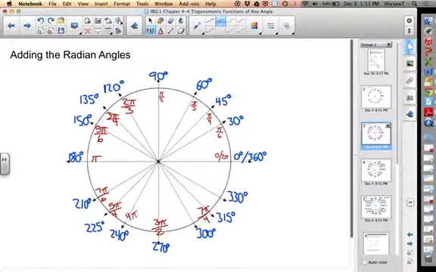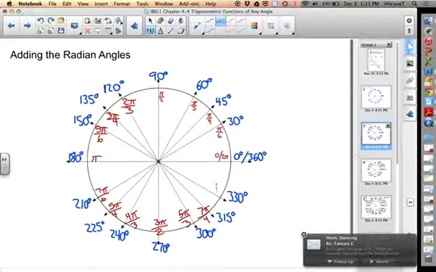Listen up, guys. This is like one of the most important things we're learning all year, and you need to focus. Alright, so that's 8 pi over 6, which is 4 pi over 3. 9 pi over 6 reduces down to 3 pi over 2. 10 pi over 6 is 5 pi over 3. 11 pi over 6 is our last one. Okay?